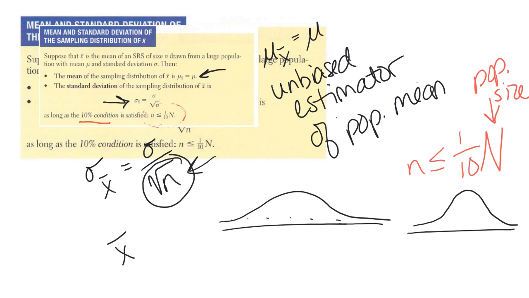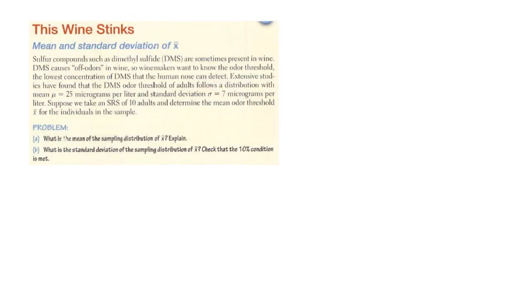These two statements are true for all shapes of the population distribution. So the population distribution doesn't have to be normal for you to be able to use this information. Let's take a look at this example here. Go ahead and pause it for a second and read the example, and see if you can figure it out, and then we'll check your work.